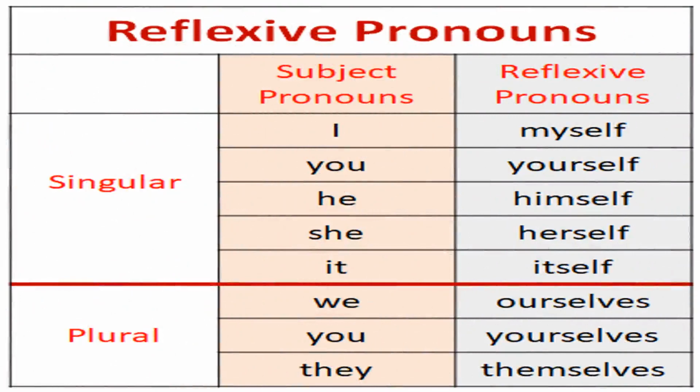Children, reflexive pronouns have two forms, singular and plural forms. Myself, yourself, himself, herself, itself are singular reflexive pronouns. Whereas, ourselves, yourselves, themselves are plural reflexive pronouns.